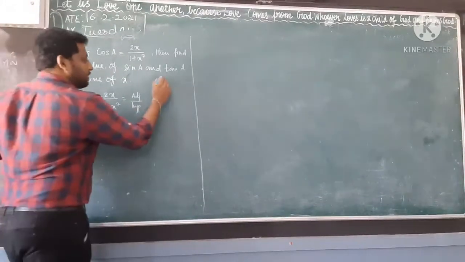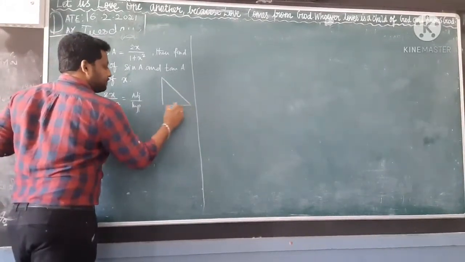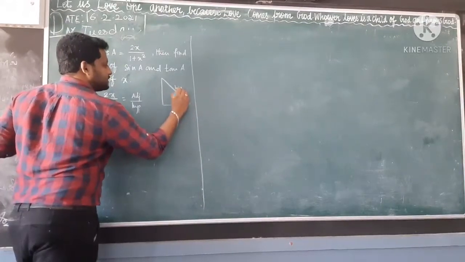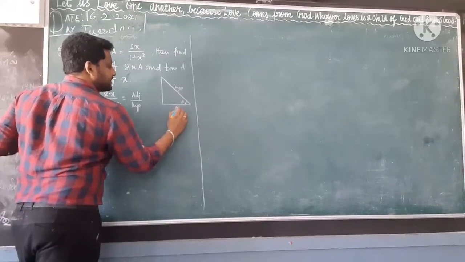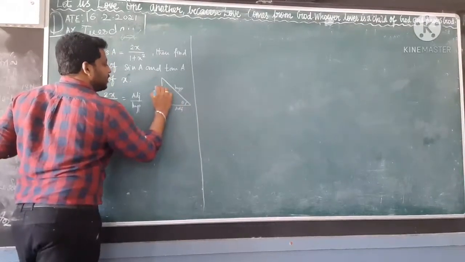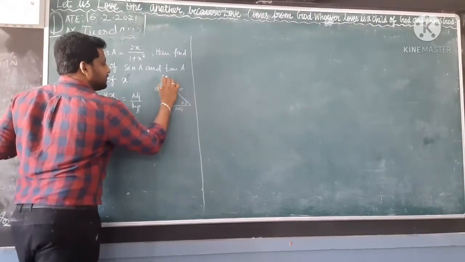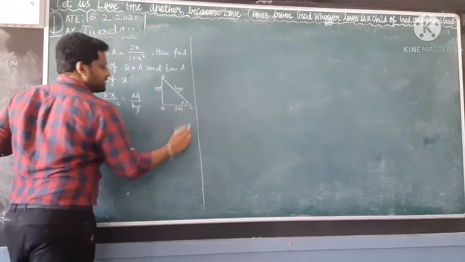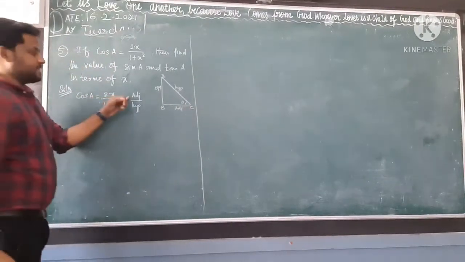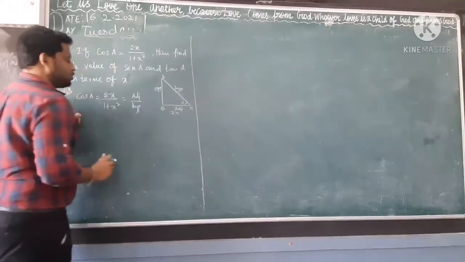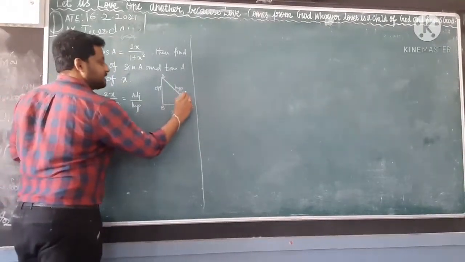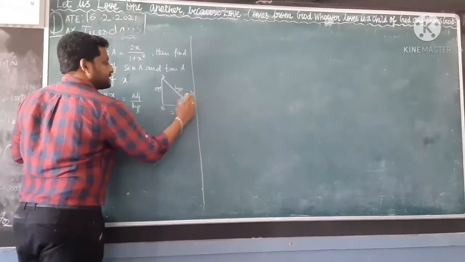Okay. With a right angle triangle, this is hypotenuse. If theta lies here, this is adjacent side. This is opposite side. A, B, C. Their adjacent side is given as 2x. So BC value is given as 2x. And hypotenuse value is given as 1 plus x square.